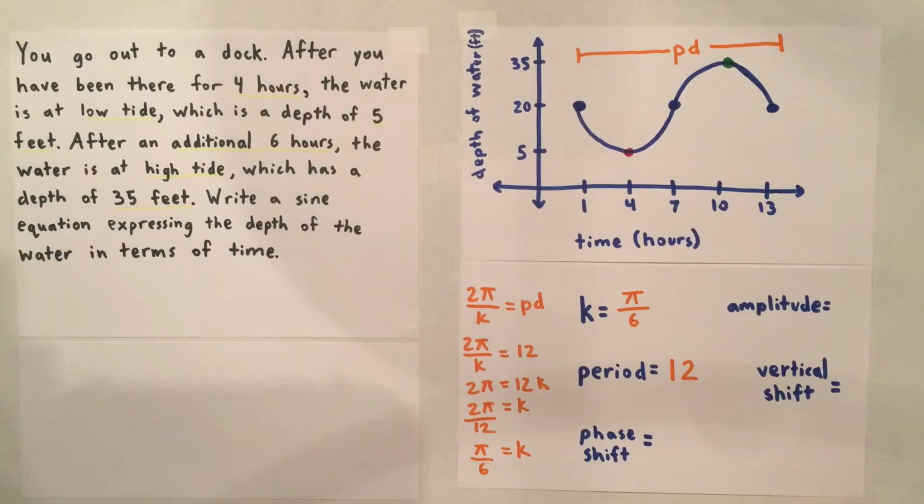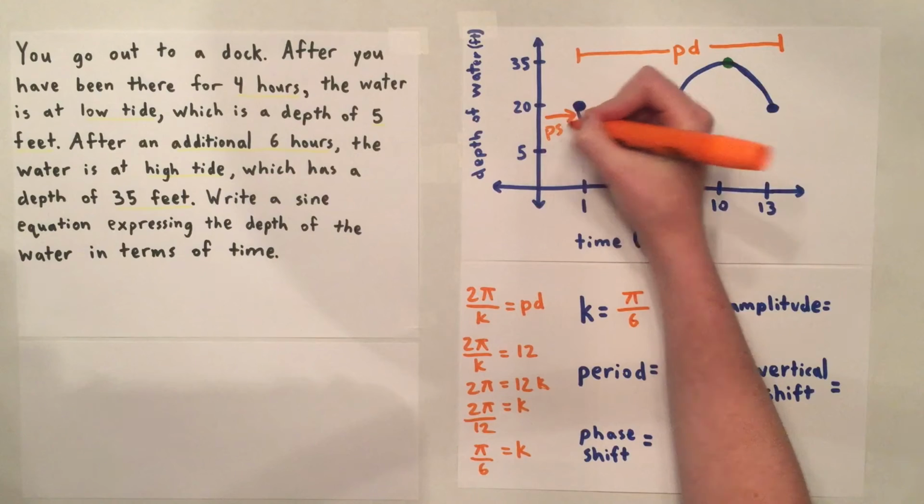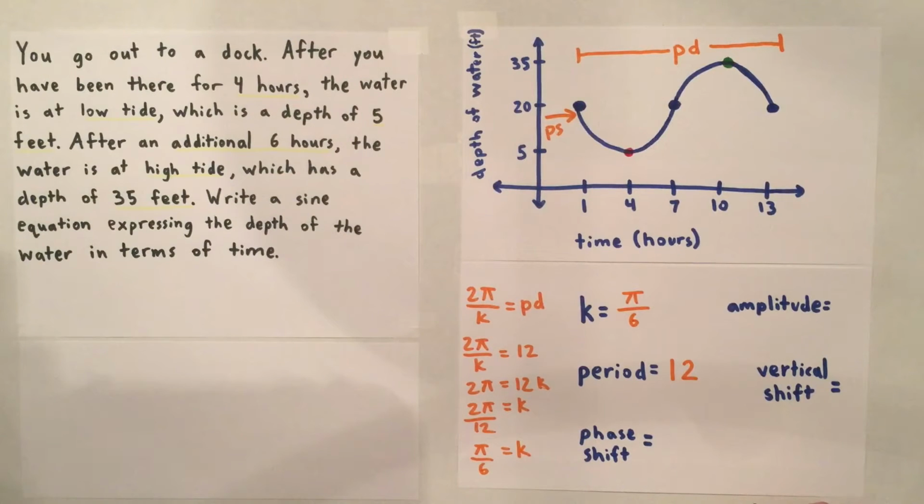Now, let's find the phase shift. The phase shift is the horizontal shift from the parent function. Our function has moved to the right one, so our phase shift is right 1.